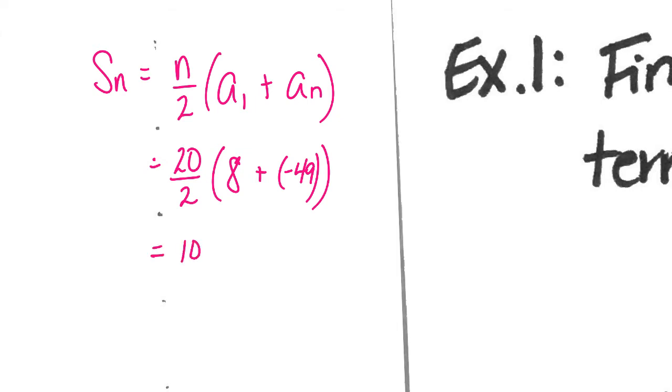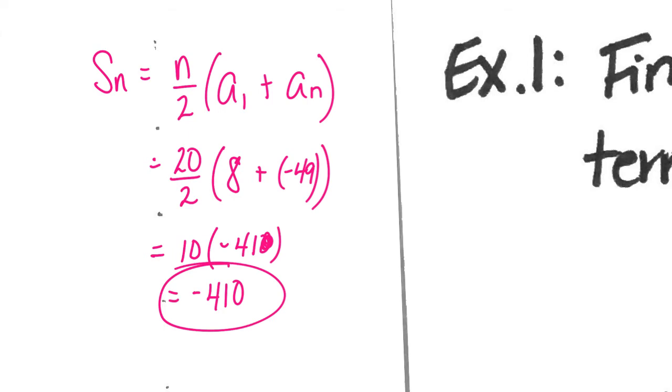When I multiply that all out, oops, that was just 41, I get negative 410. I was working ahead. So the answer for this whole question is negative 410.